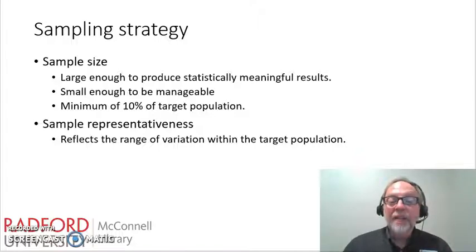The sample size should be large enough to produce statistically meaningful results, yet small enough to still be manageable. We recommend, based on our experience, a minimum of 10% of the target population. That is, the group being studied, for example, first-year undergraduates. Sample representativeness means that the sample you do draw reflects the range and variation within the target population or the group you are studying.